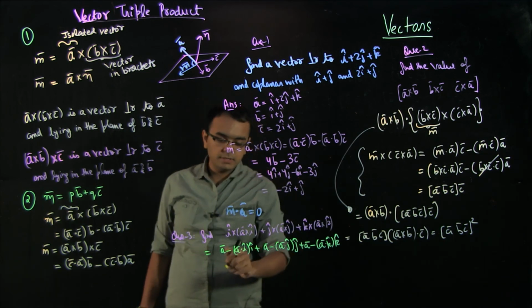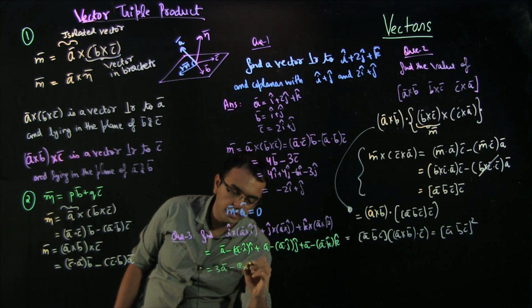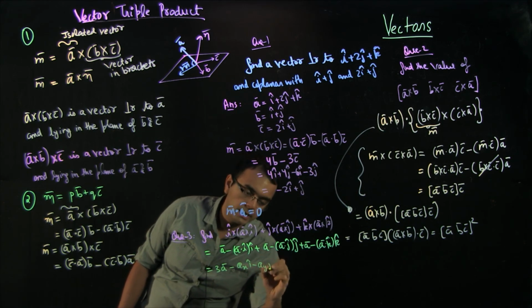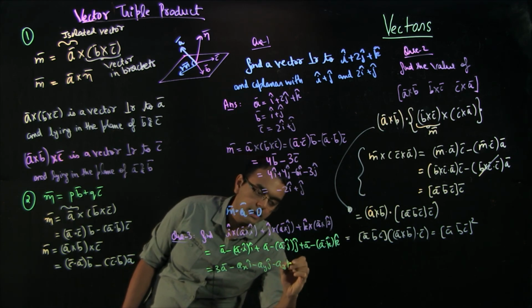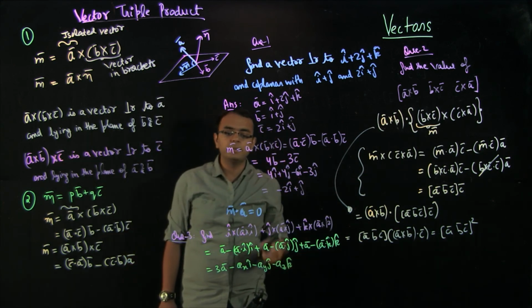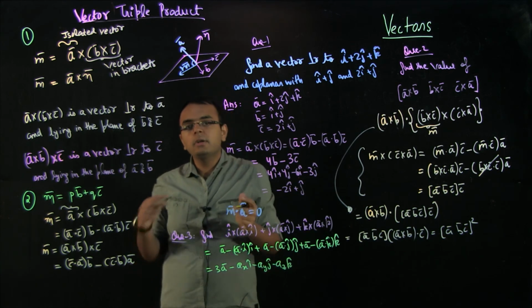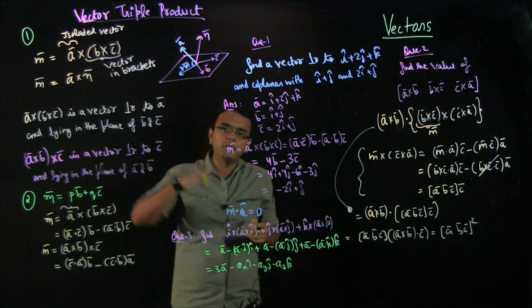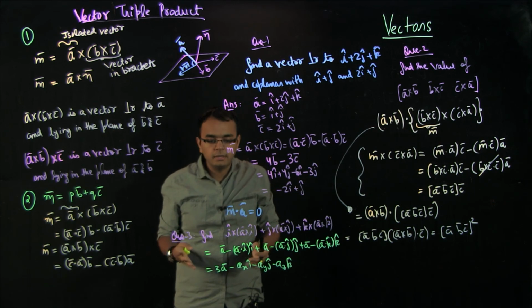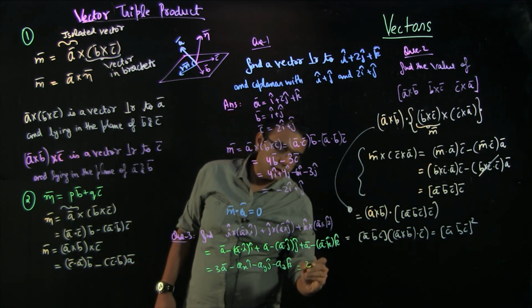So if you think about this, this is 3A vector minus AX I cap minus AY J cap minus AZ K cap, because I am assuming A vector is AX I cap plus AY J cap plus AZ K cap. A dot I is AX, the projection of vector A on the x axis, which is the x component of that vector. Similarly, this is nothing but A vector, so the answer is 2A vector.